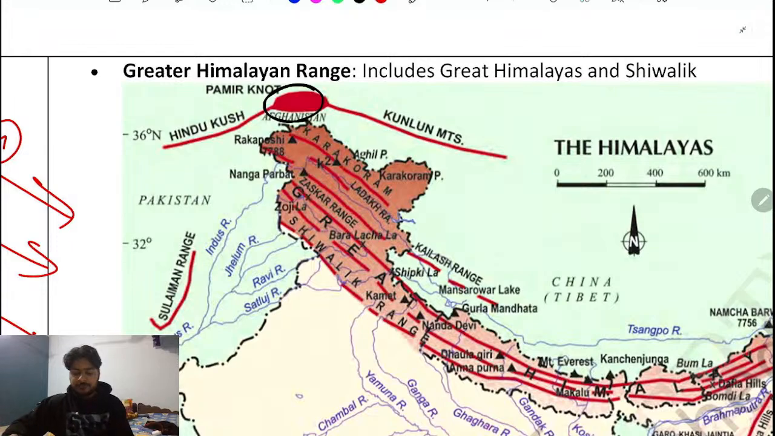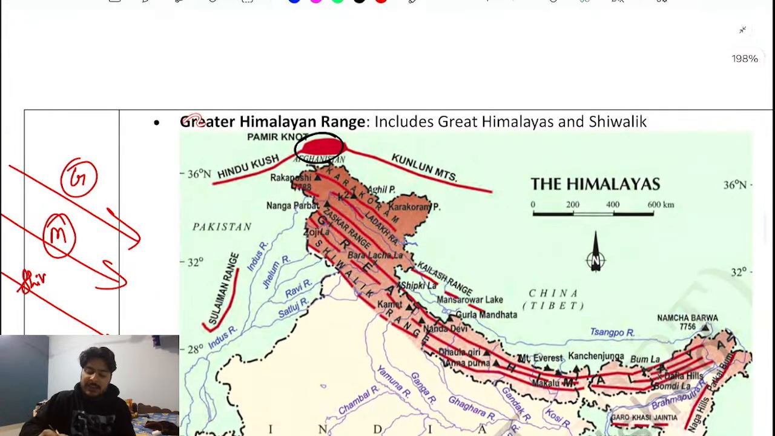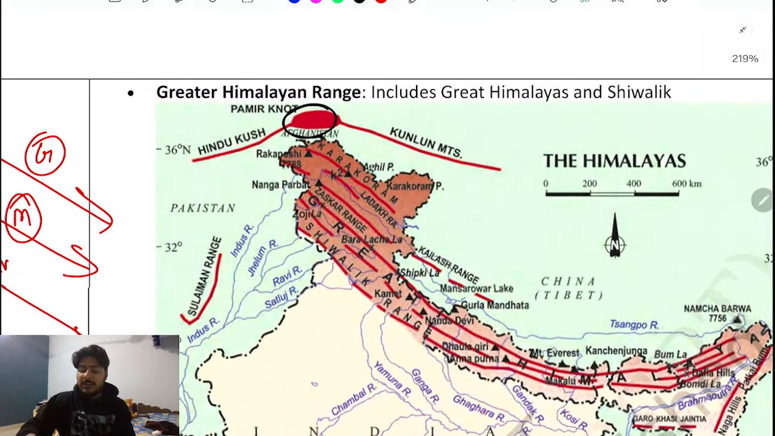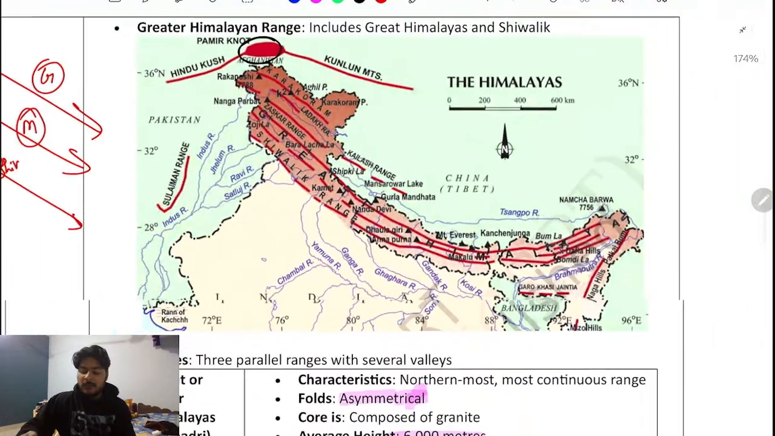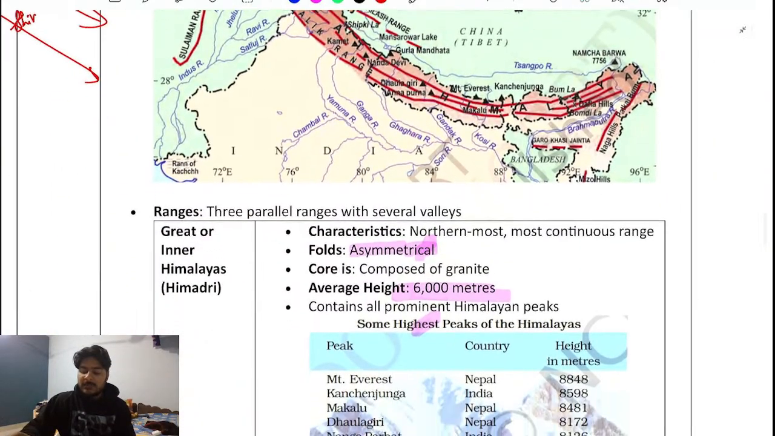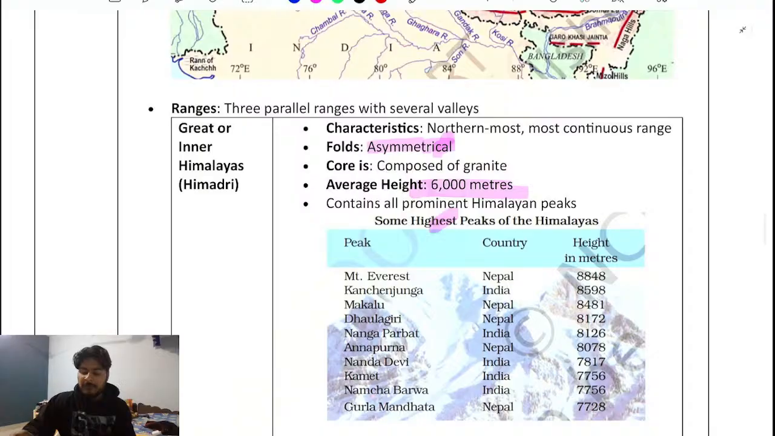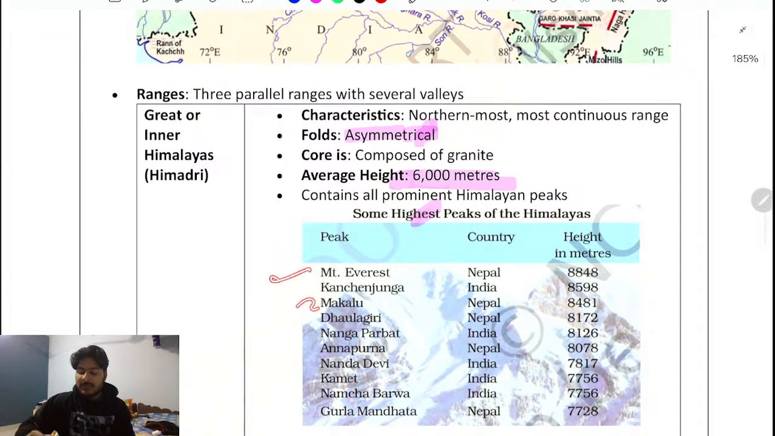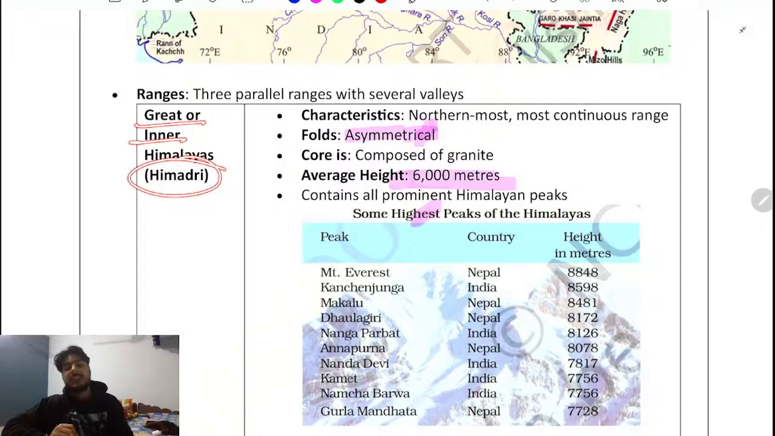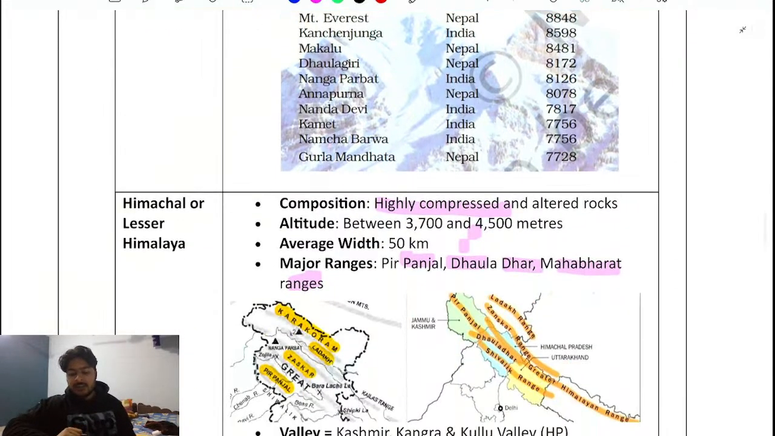Now, first comes the Great Himalaya range. Basically, here we have many peaks. For example, we have Mount Everest, Kanchenjunga, Makalu, Dhaulagiri, Nanga Parbat. Most of these we'll have in the Great Himalaya, and Great Himalaya is also known as the Himadri. That is what you need to understand.